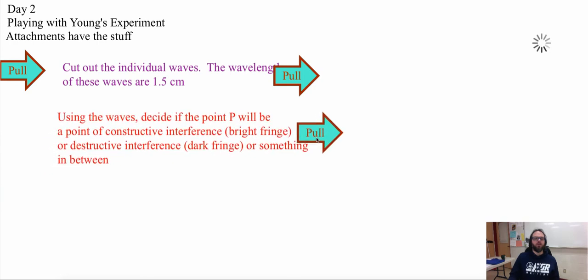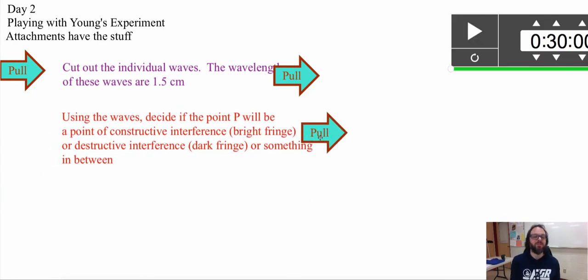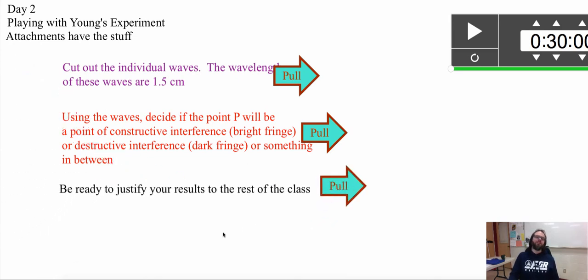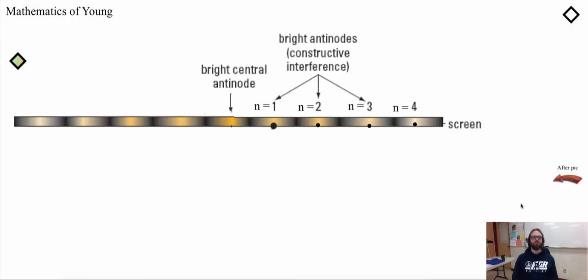Next, you're going to use these waves to decide if a point will be constructive interference, which is bright fringes, or destructive interference, which is dark fringes. So remember, bright fringes are called antinodes and dark fringes are nodes. Or if they're going to be something in between. I want you to be ready to justify which one is which and why later on.